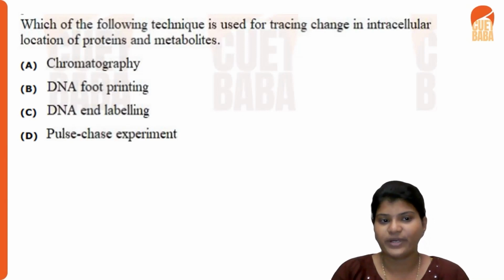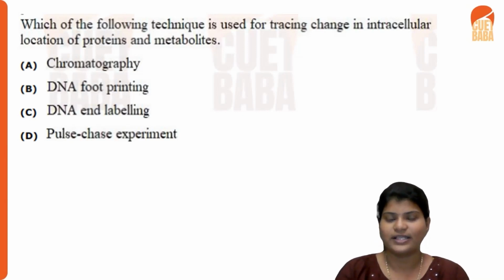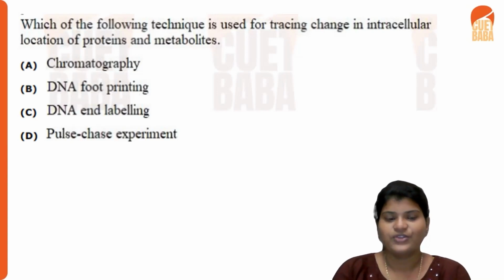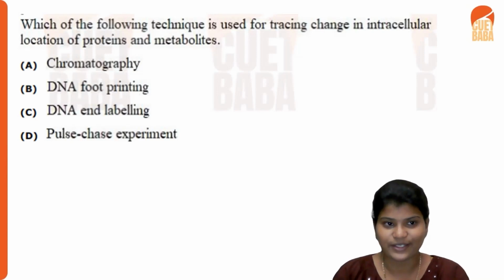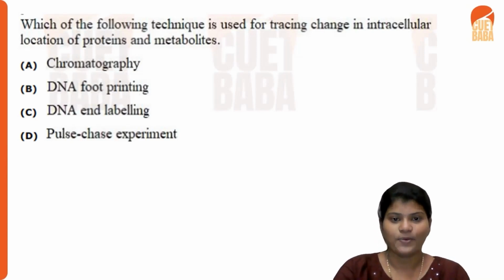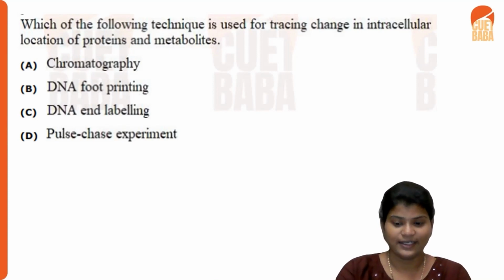And DNA footprinting is for identifying binding sites. It's completely based on the DNA. And option C, DNA end labeling, depends upon the DNA. The final option is pulse chase experiment. So only this is used for the tracing of location of protein and the metabolites. So option D will be the correct answer.